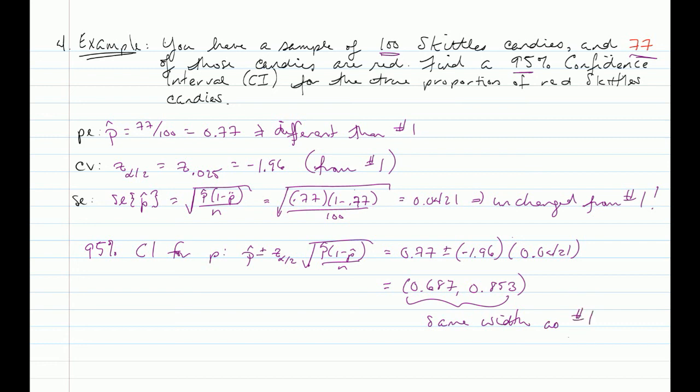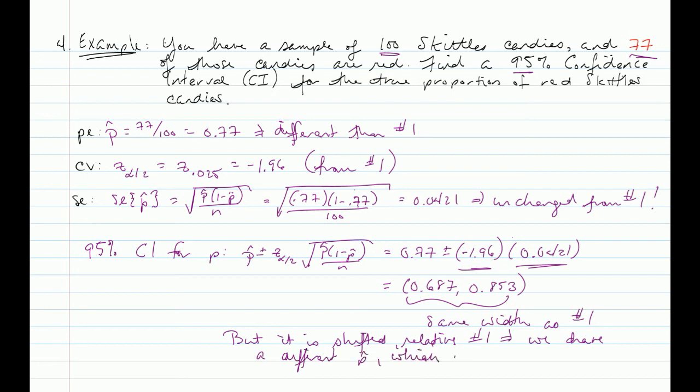So this is the same width as number 1, which it should be because we had the same critical value and the same standard error, but it is shifted relative to our interval in 1. We have a different point estimate, which means the center of the CI has changed. Our best guess is different.